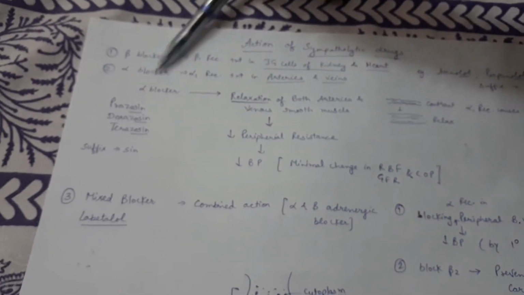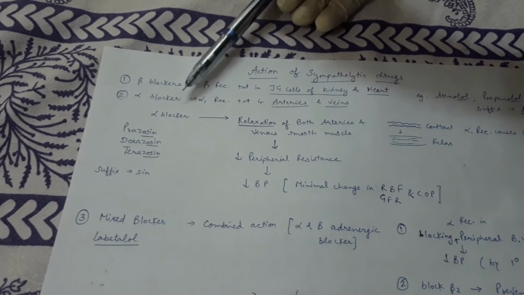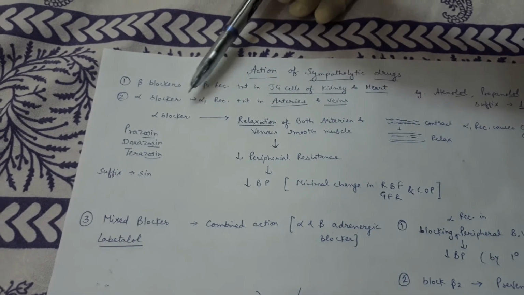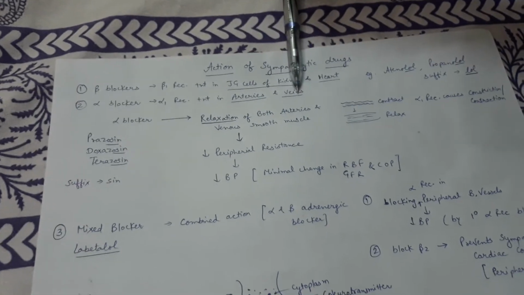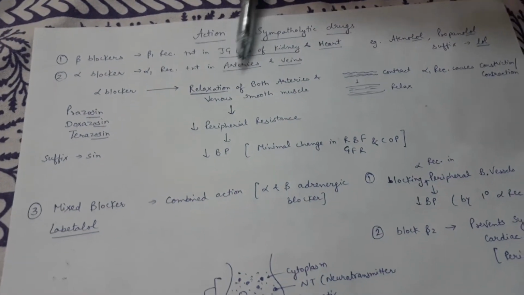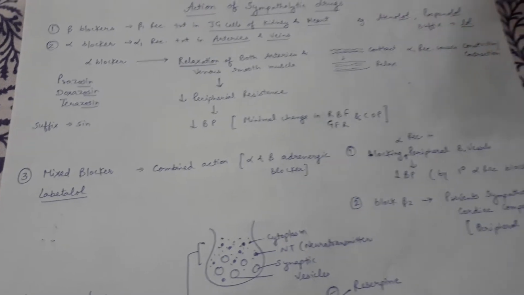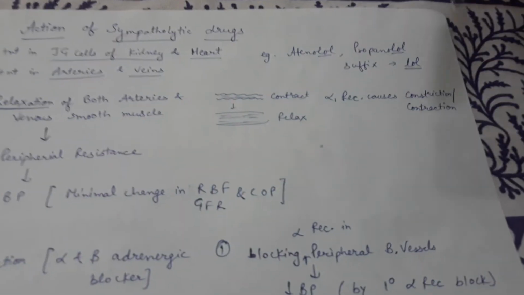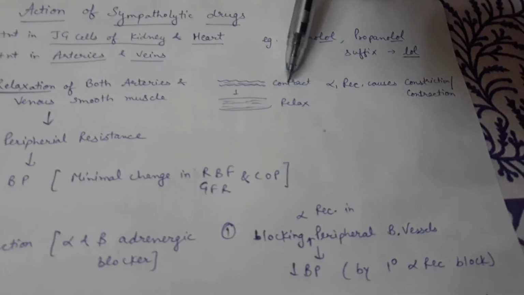Second major class of sympatholytic drugs is alpha blockers, alpha adrenergic blockers. We know the alpha 1 receptor is present in the arteries and the veins. What does the alpha 1 receptor do? The alpha 1 receptor causes constriction, meaning contraction. The blood vessel constricts by the alpha 1.